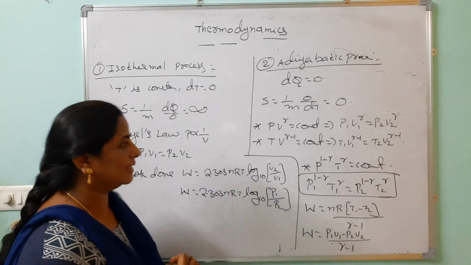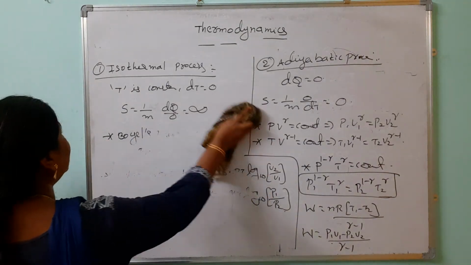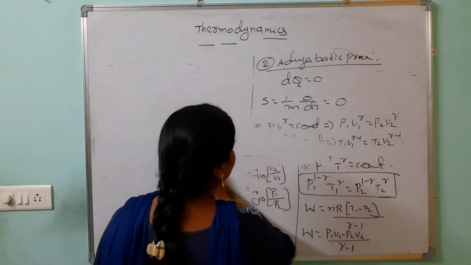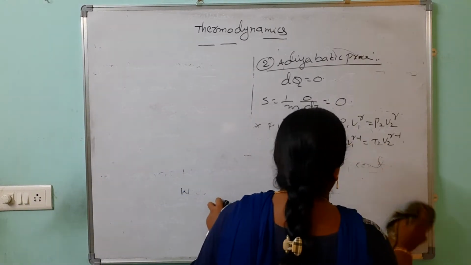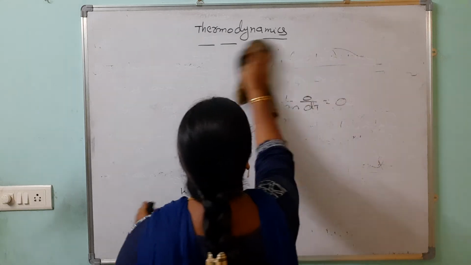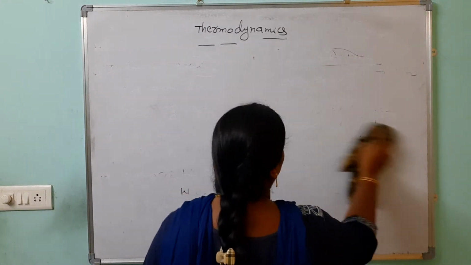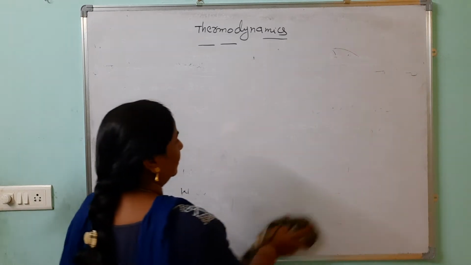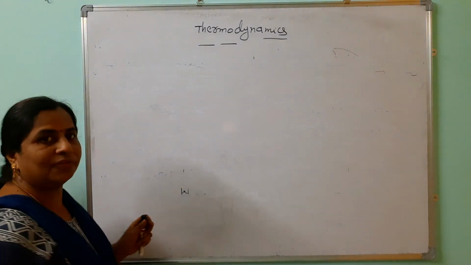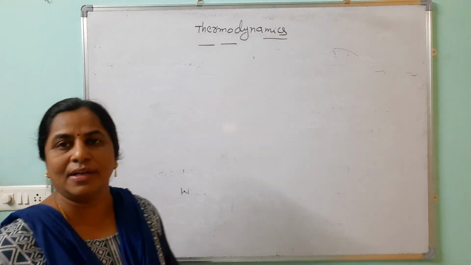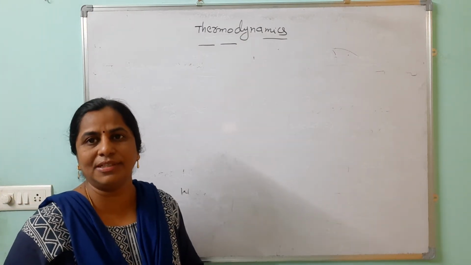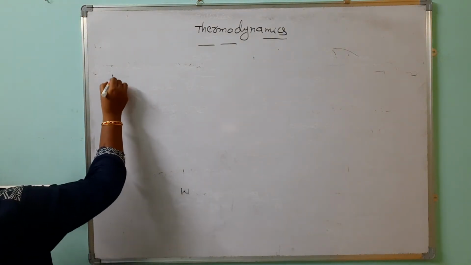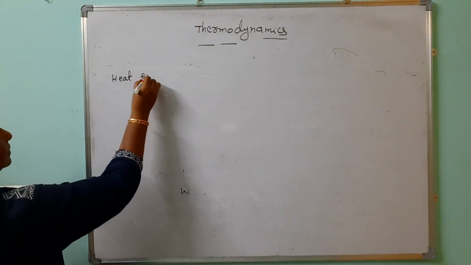Then we are going to discuss the heat engine. What is the heat engine? It is the device to convert heat energy to mechanical work, that is called the heat engine. It has three parts: the source at high temperature, the sink at low temperature, and in between the working substance. For a petrol engine we use petrol as fuel, for a steam engine we use steam.